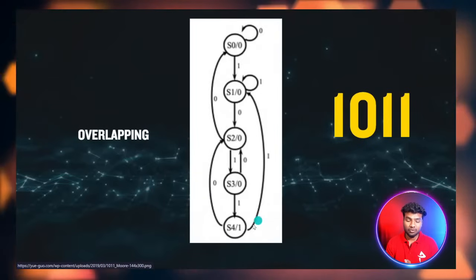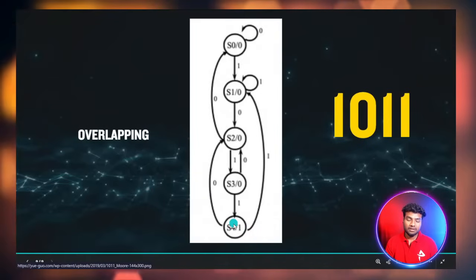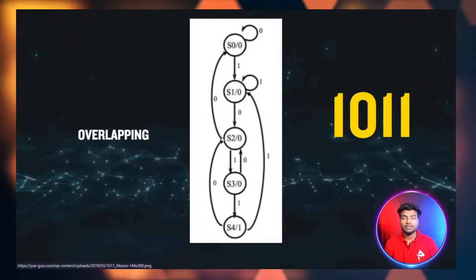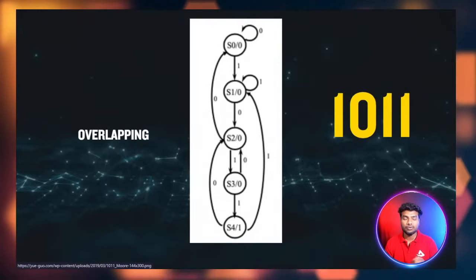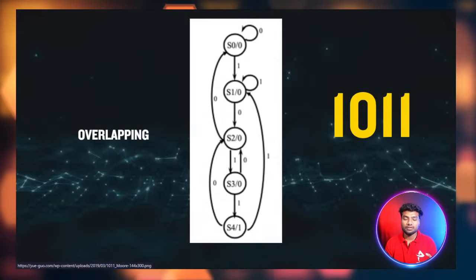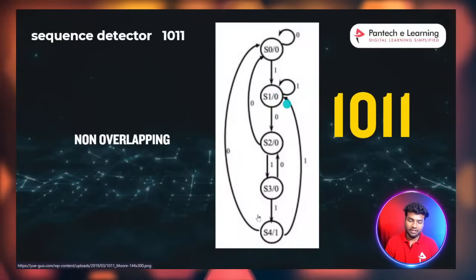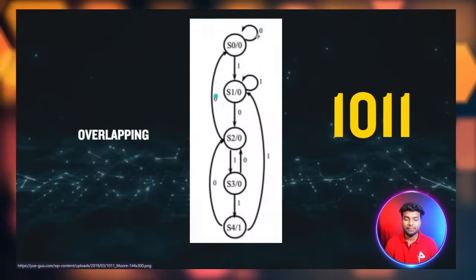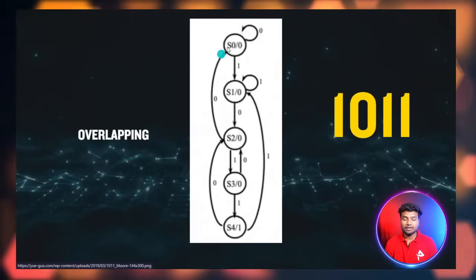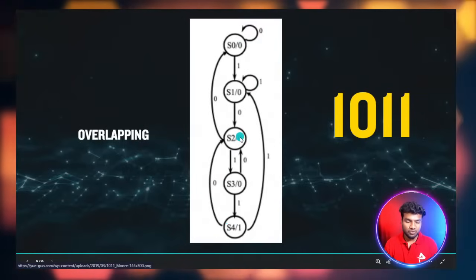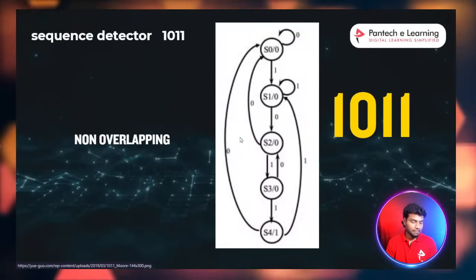If after the sequence it moves into the S2 state instead, it is reusing the sequence. It will reuse the sequence, so I can say that it is overlapping. If it moves to the initial state, it is non-overlapping; if it uses the state again, it is overlapping. So this is one type of FSM.